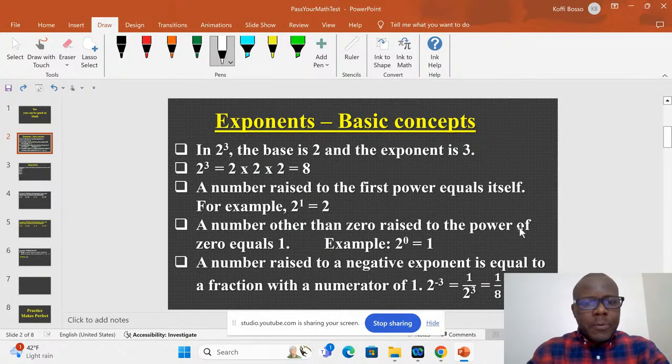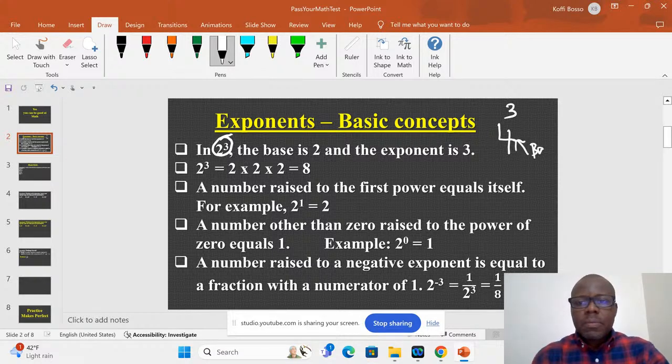So here we have different key points, right? The first one they say is 2 to the third power. Okay, the base is 2 and the exponent is 3. So this is an exponential expression, right? So the 2 is the base, and 3 is the exponent. For example, if I have 4 raised to the third power, 4 here is the base and the 3 is the exponent.